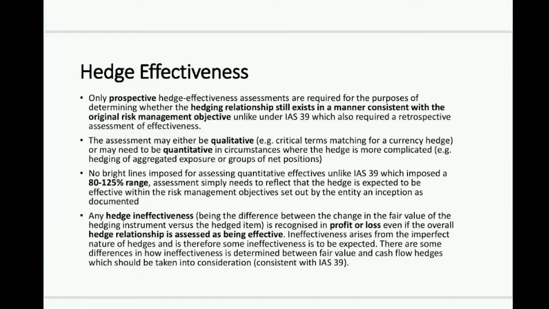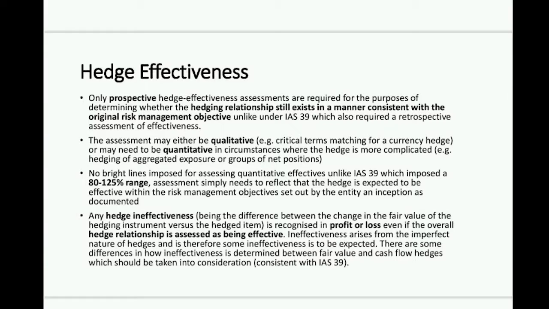And that's just to assess whether or not the relationship that we've documented and designated is expected in the future, because it's still playing out, to be effective, because that's really what we are most concerned about in terms of a hedging relationship. Is it effective or is it not? Now, in terms of doing that assessment of whether or not it is effective, you can either do it qualitatively or you can do it quantitatively. So in terms of a qualitative assessment, you might do something which we refer to as critical terms matching.